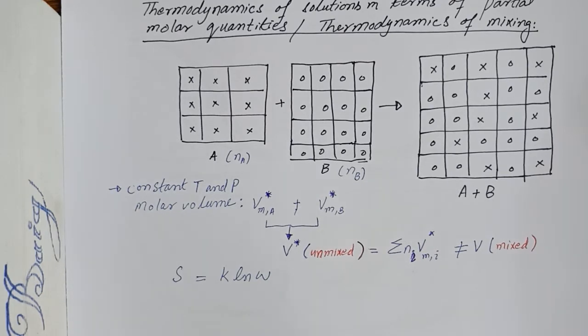So W, the number of ways in which component A and component B are organized into a mixed system, is given by n factorial over Na factorial times Nb factorial. Here n is the total number of particles, Na is the number of particles of component A, and Nb is the number of particles or molecules of component B. If the total number of molecules is very large, we can apply a standard approximation known as the Stirling approximation, which is usually applied in statistical mechanical treatments.